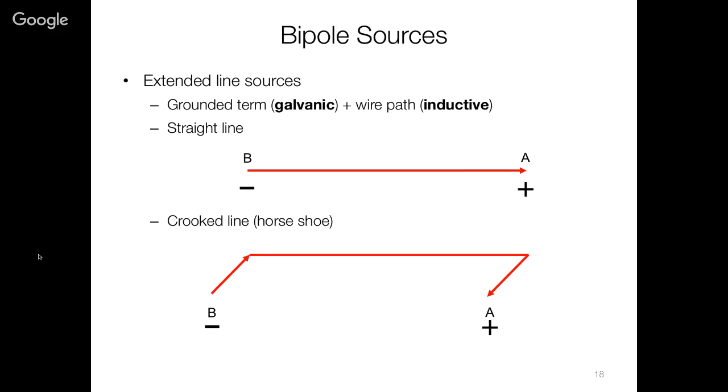Okay, so here is now the really interesting question. Suppose I've got a current, okay? My A electrode is going to be here, and my B electrode is going to be here. So I've got a wire. It could be a straight wire like that, or it just could be a crooked wire. Sometimes it's called a horseshoe, and it's used a lot in mineral exploration.